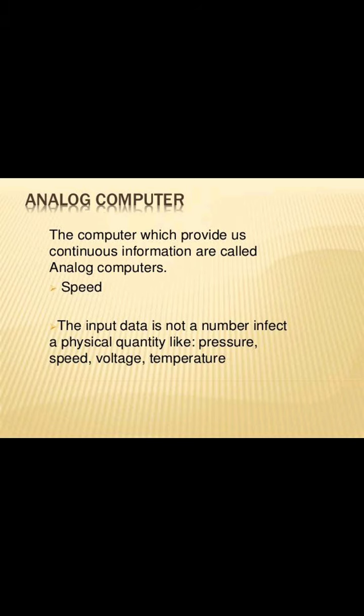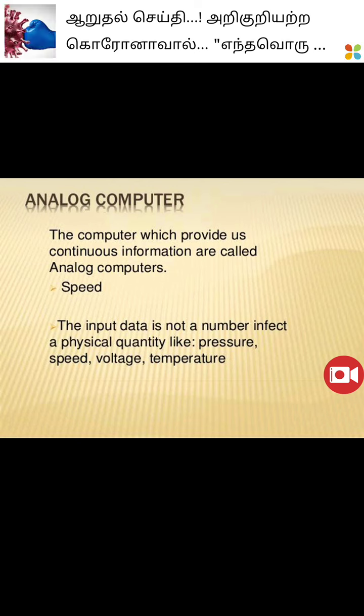The speed is very important for this one. The input data is not a number, but a physical quantity like pressure, speed, voltage, temperature. The temperature in the morning is very low, in the afternoon it is very high, and in the evening it goes low again. So the information varies from time to time. So the analog computer is used to give the output for inputs that vary from time to time.